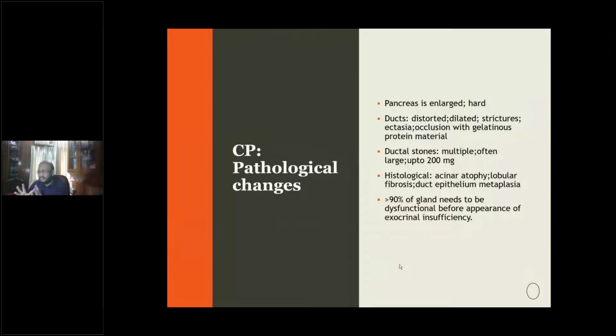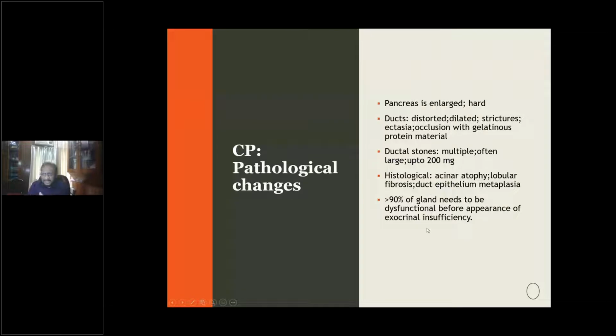Pathological changes in chronic pancreatitis, what do you find? Number one, the pancreas is enlarged and hard. The ducts will always be distorted, dilated, strictured, ectasia is there, and occlusion with gelatinous protein material are all changes found at the ductal level. You will also find ductal stones, often multiple and very large, up to 200 milligrams. Remember, 200 milligrams is a very huge stone load on the pancreatic duct. Histologically, you find changes both in the ductal epithelium and at the acini. At the ductal epithelium, you find metaplasia. At the acini, you find acinar atrophy and lobular fibrosis.